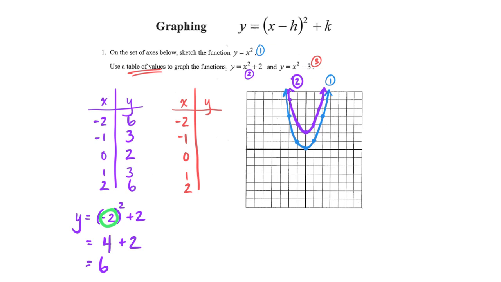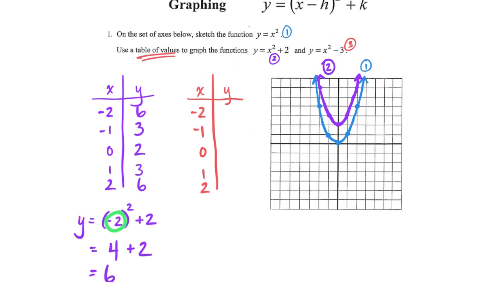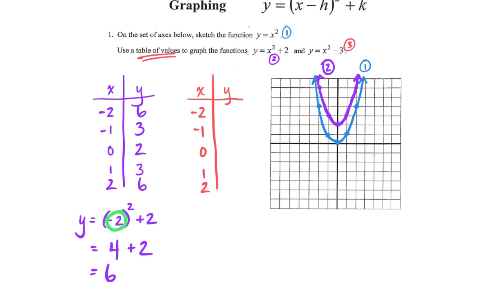If you notice, all my key points on my purple graph line up with my key points on my blue graph. If I'm looking at that sort of step method, then I would be examining how do I move. So I went over 1, up 1, over 1, up 3, and I noticed the same thing. Over 1, up 1, over 1, up 3. So I have the same shape on both of my parabolas.